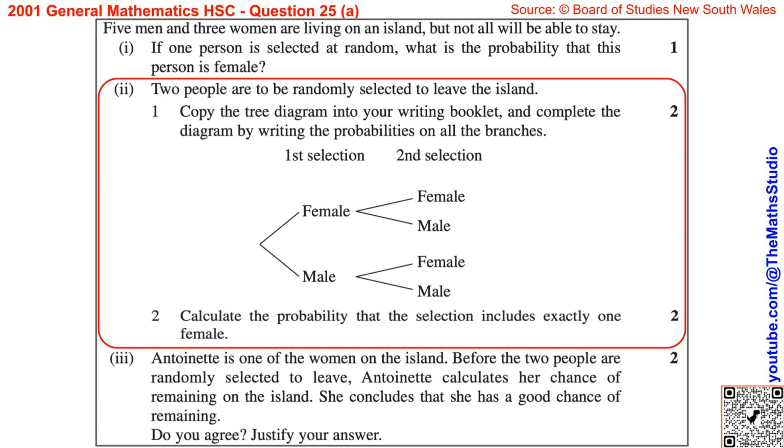Part 2. 2 people are to be randomly selected to leave the island. 1. Copy the tree diagram into your writing booklet and complete the diagram by writing the probabilities on all the branches. And 2. Calculate the probability that the selection includes exactly 1 female.